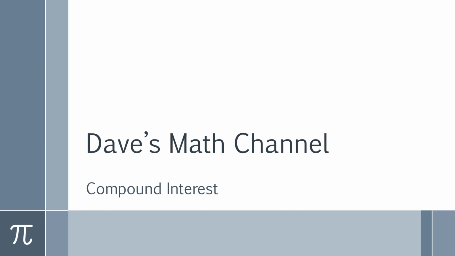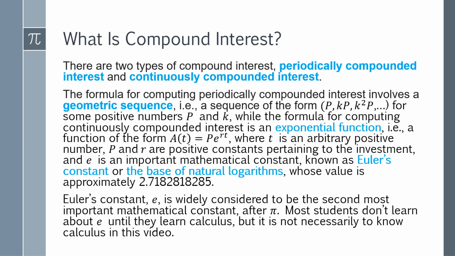So let's begin. So, what is compound interest? There are two types of compound interest: periodically compounded interest and continuously compounded interest.